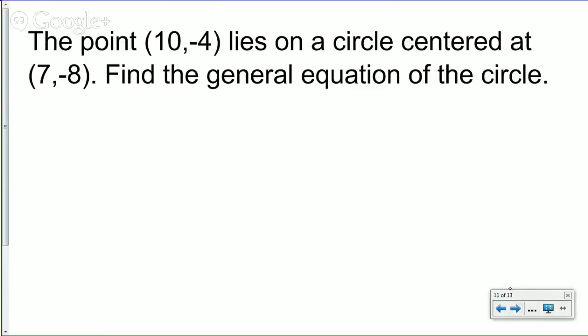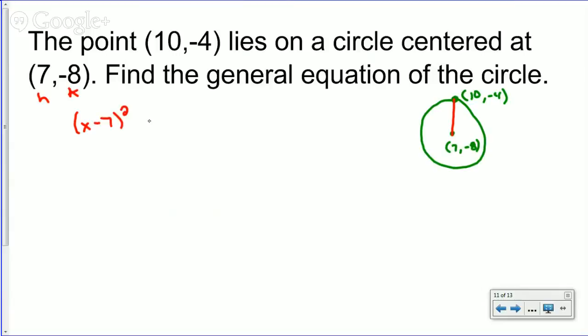So the point 10, -4 lies on a circle centered at 7, -8. Find the general equation of the circle. So I've got some point here on a circle. It's 10, -4. And I know the center is 7, -8. I'm going to need the equation. Well, I have to figure out this line, how long that is that's swinging around there. So I've got x, remember, this is h and k here. x minus 7 squared plus y plus 8 squared equals my r squared, whatever that is.